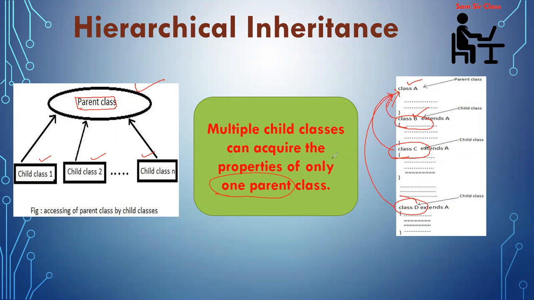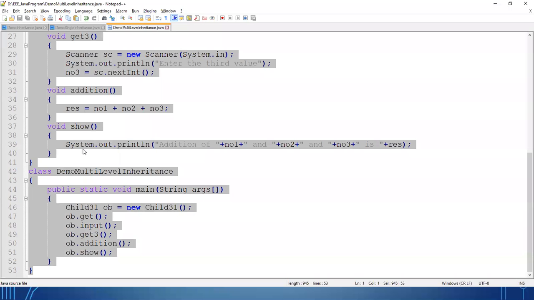Okay. So in your hierarchical inheritance, multiple classes will access the properties of the same parent class. We'll see that through the example. Let's modify the same example.